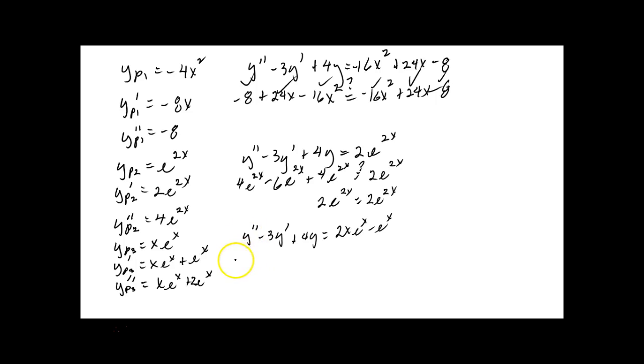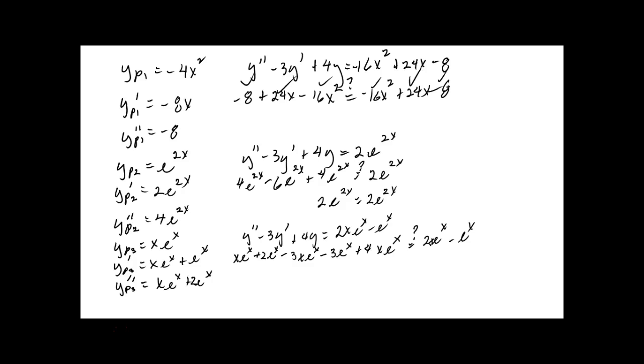So y double prime would be x e to the x plus 2e to the x, minus 3 times y prime. That would be minus 3 x e to the x minus 3 e to the x, plus 4 times y, which would be plus 4 x e to the x. The question, is that equal to 2x e to the x minus e to the x? Let's see.